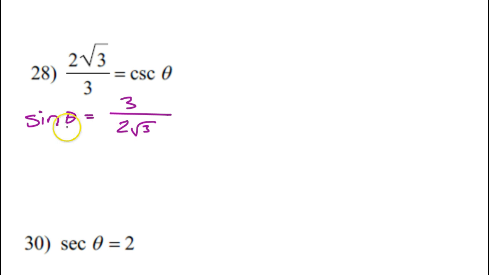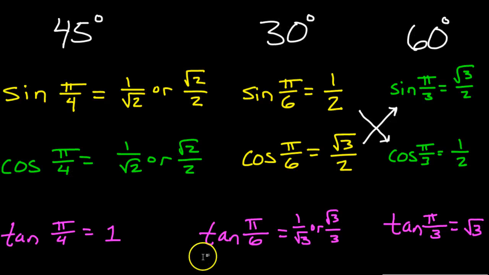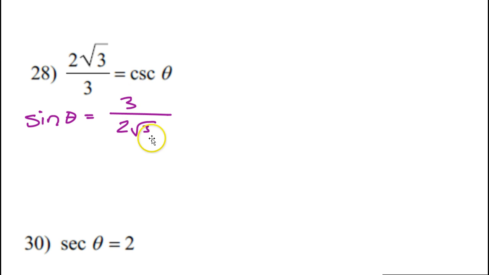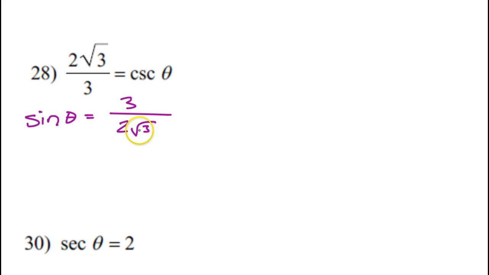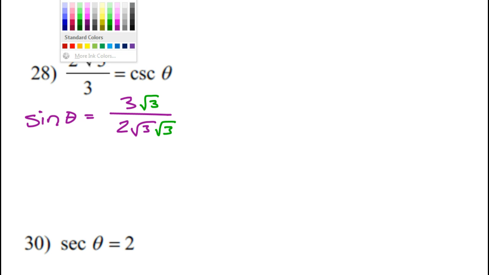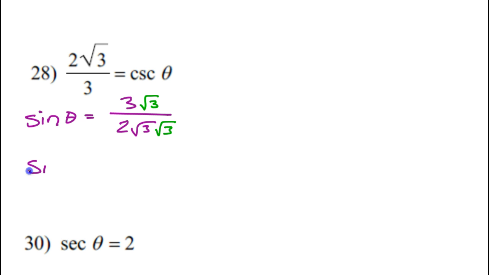Now, I need to know what the reference angle is, and when I look at the chart of values that we have basically memorized, I don't see 3 over 2 radical 3 anywhere on the chart. Well, the problem is this is written in a weird way. Let's rationalize the denominator and see what we have. So what do I mean? I want to get rid of this radical. So I'm going to multiply by radical 3 in the top and in the bottom. Okay, that's going to help me see what I'm really dealing with.